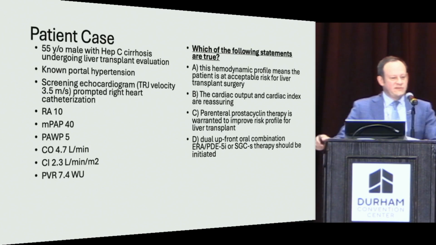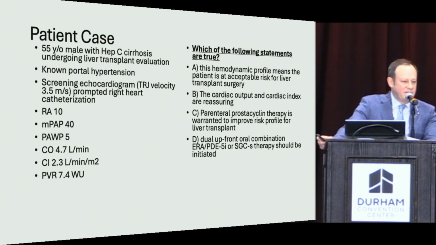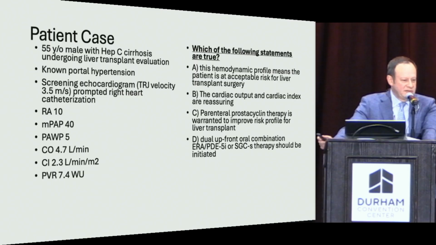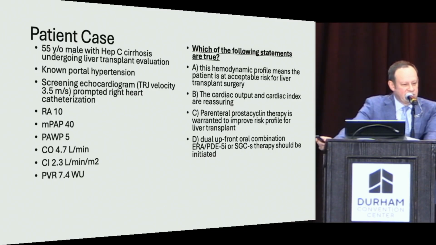So this is a 55-year-old male with hepatitis C cirrhosis undergoing liver transplant evaluation. He has known portal hypertension. Screening echocardiography showed a TR jet velocity of 3.5, which then appropriately prompted a right heart catheterization showing the following hemodynamic profile, notably a cardiac output of 4.7 liters per minute, a PVR of 7.4 Wood units.